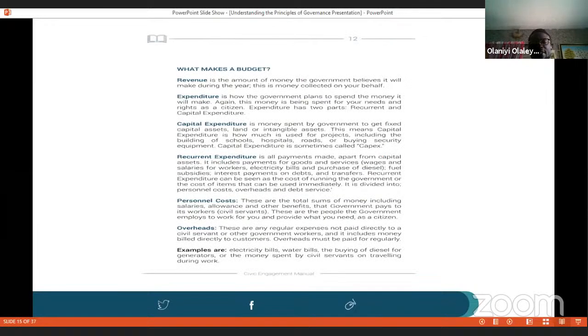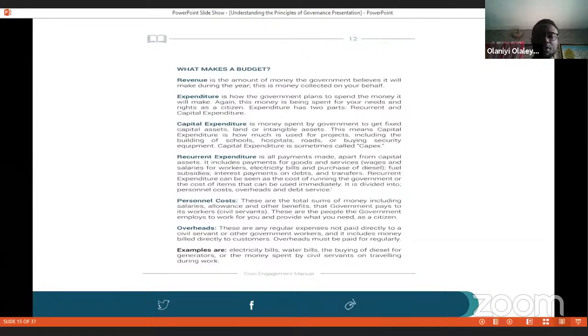So what makes a budget? Let's define the terminologies that make up a budget. So we have the revenue. Revenue is the amount of money, like I have said, the government believes, let's quote, believes it will make during the year. This is money collected on your behalf. This money will be collected from taxes, and we have the company income tax, we have the customs, and we have independent revenues, different sources of government revenue. So they believe this is where the money will come from.